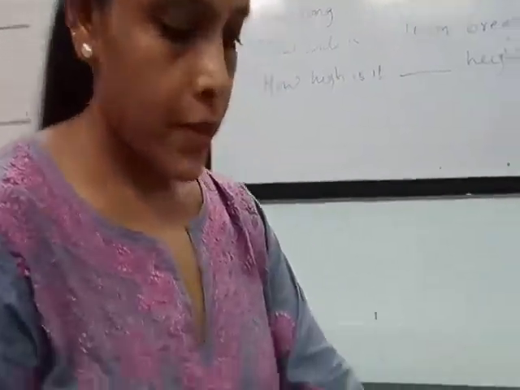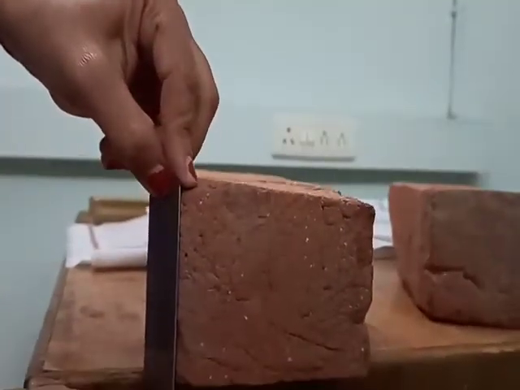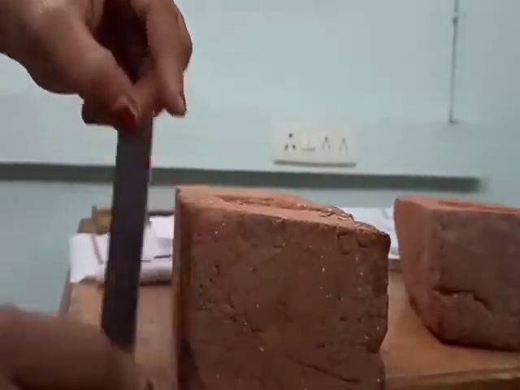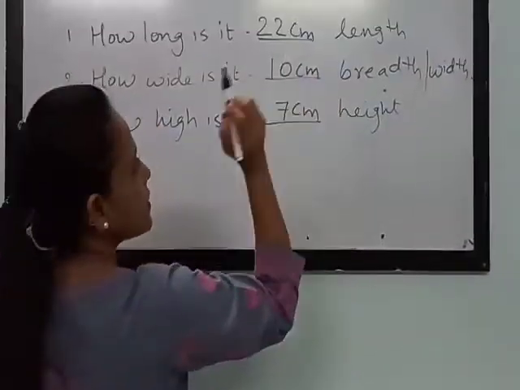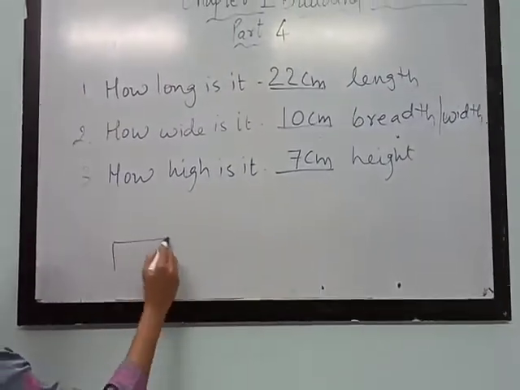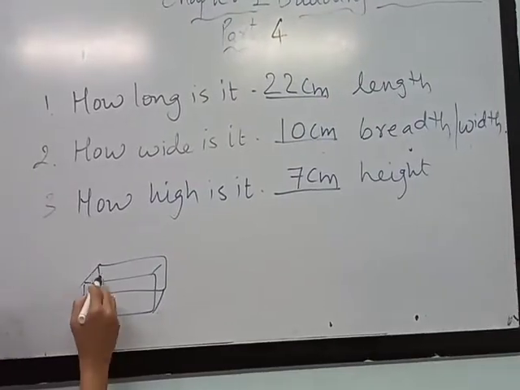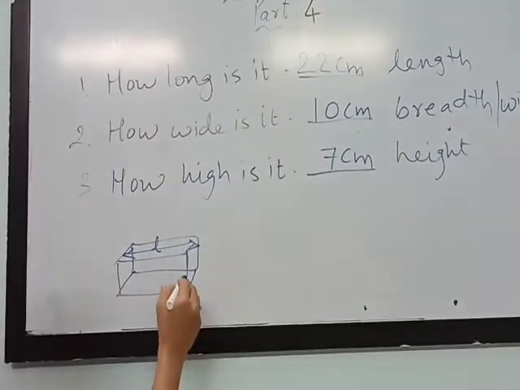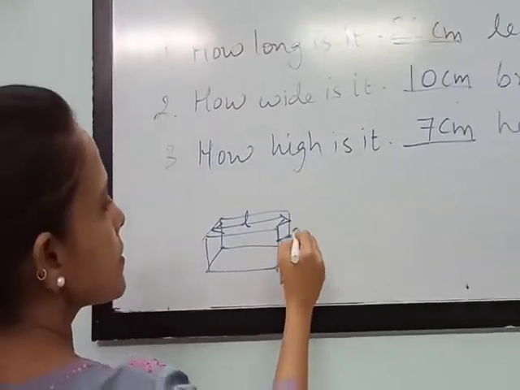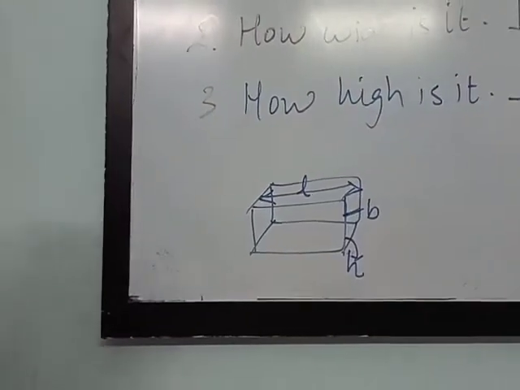Now, how high is it? See here, this is the height. This is the height of the brick. So, it's 7 centimeter. So, write it down. Height is 7 centimeter. Okay, so this is the brick. This is its length, this is height, and this one is breadth. We have measured this and the measurement is written on the board.